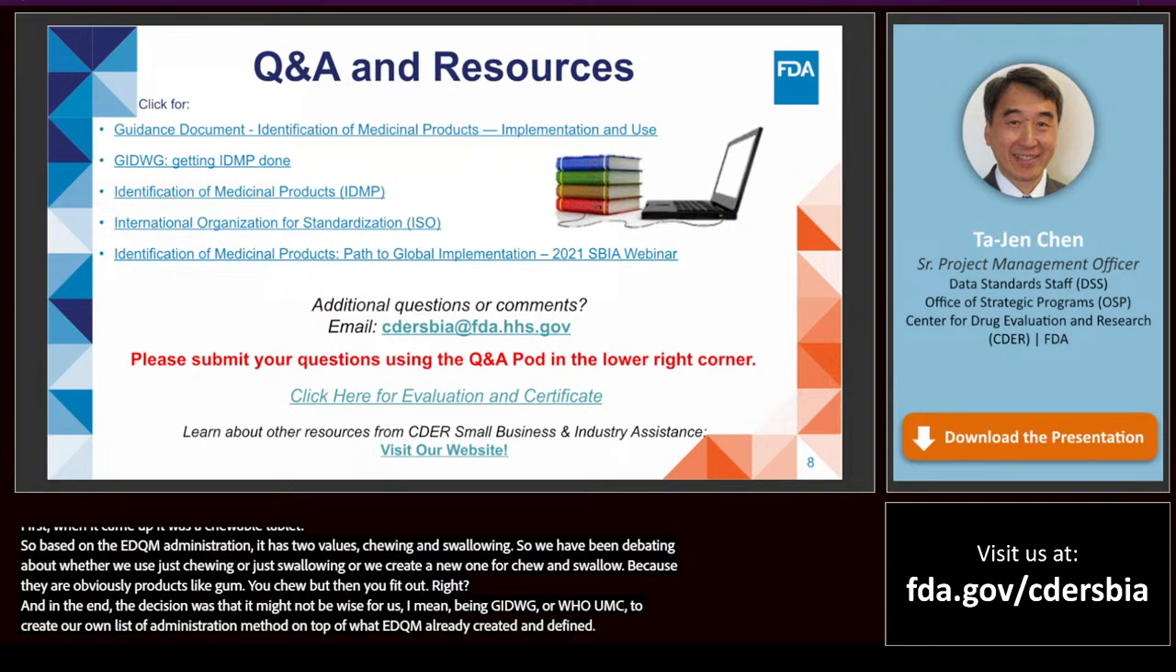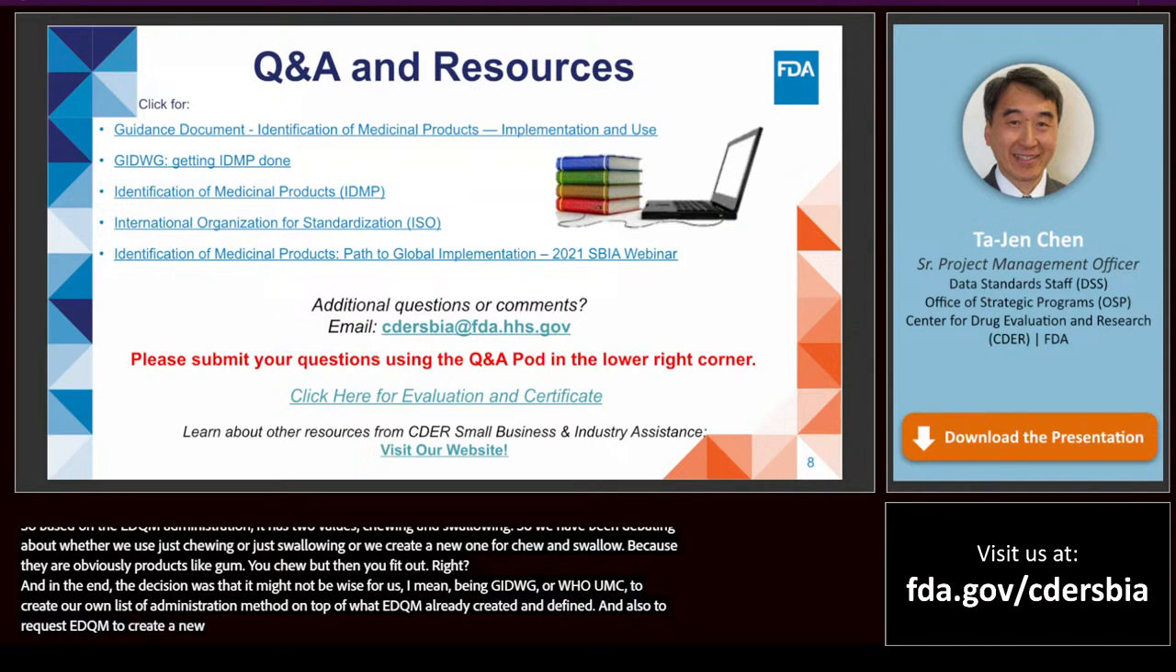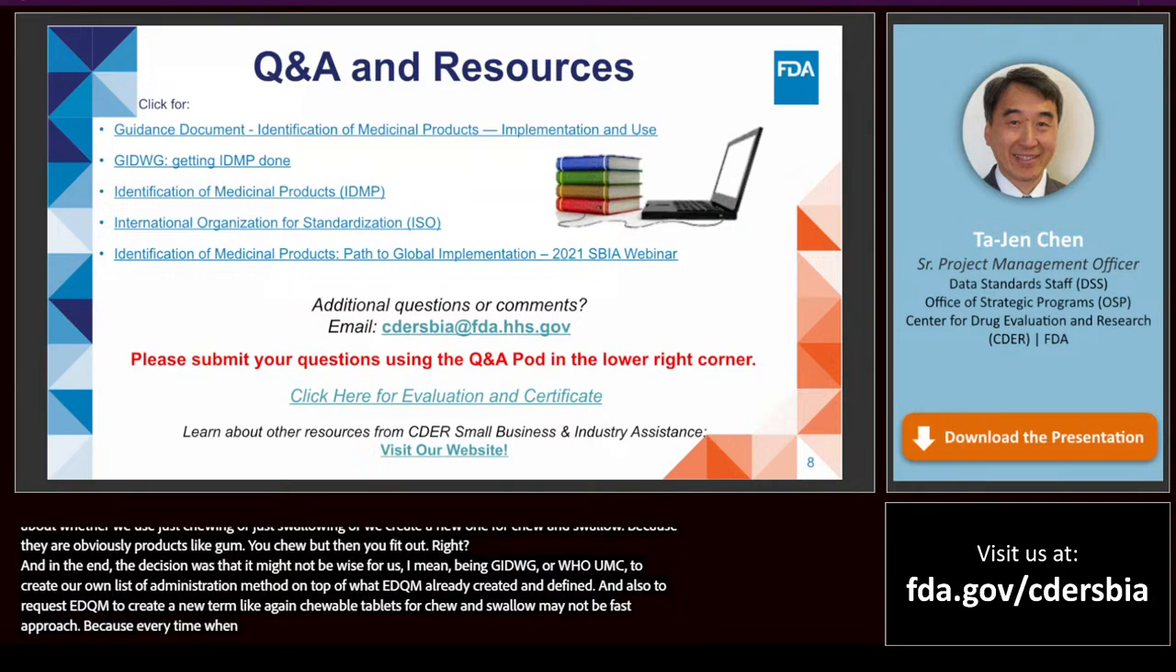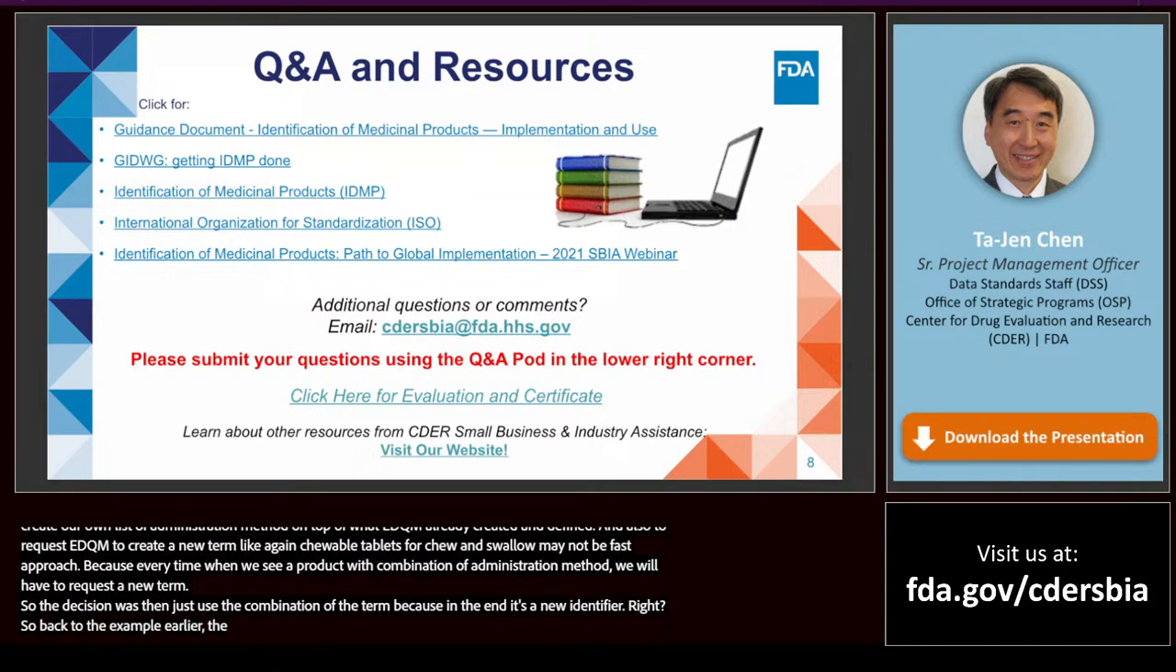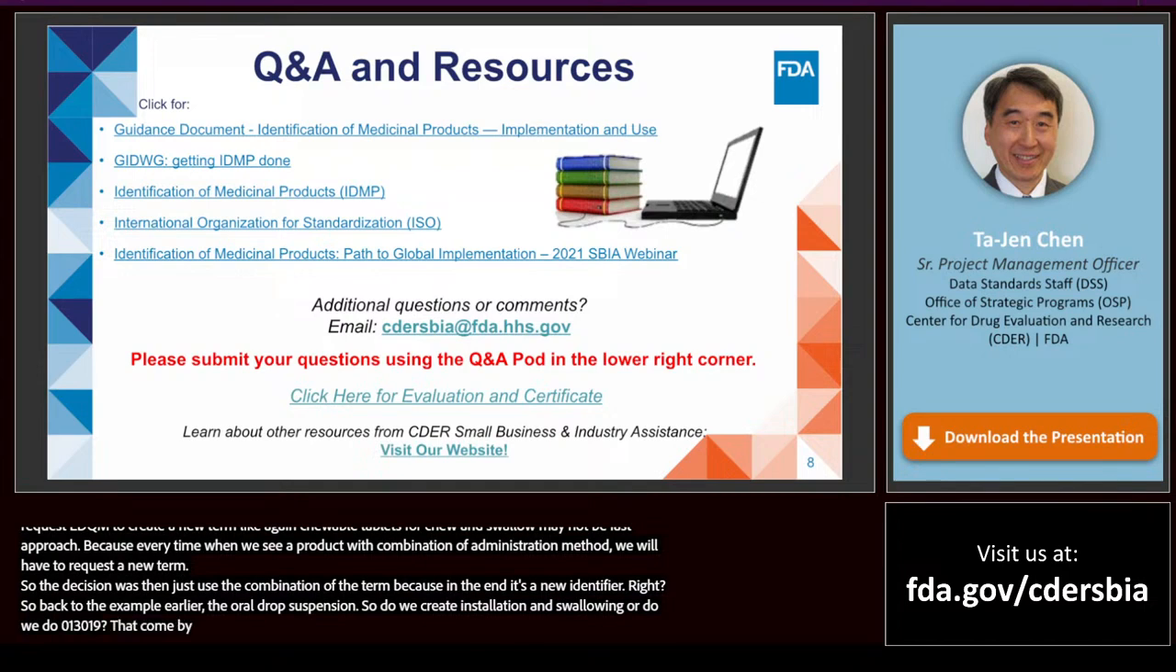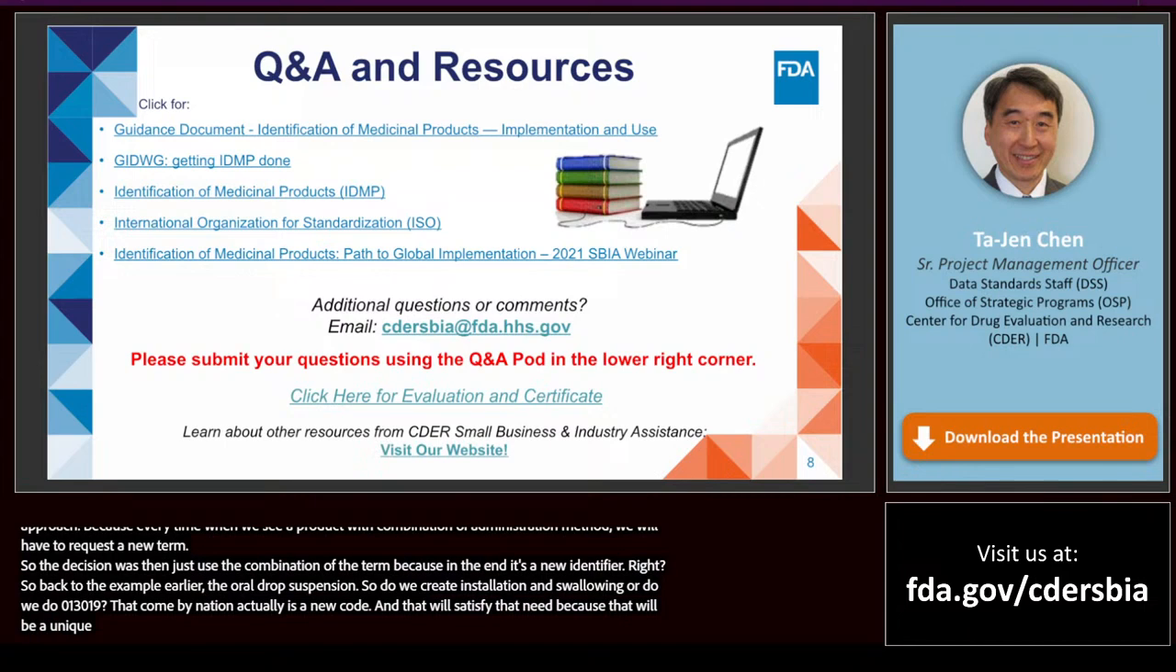And also to request EDQM to create a new term, like for a chewable tablet, chew and swallow, may not be a fast approach, because every time we see a product with a combination of administration methods, we will have to request a new term. So the decision was to just use the combination of the terms, because in the end, it's a new identifier, right? Like back to the example earlier, the oral drop suspension. Do we create instillation and swallowing, or do we just use 013019? That combination actually is a new code, and that will satisfy that need, because that will call it out as a unique administration method. So that was the decision.